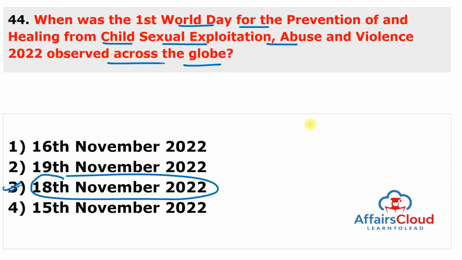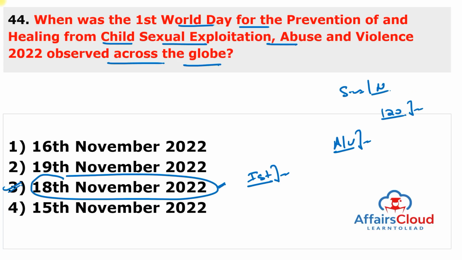So, 18th of November 2022 marked the observance of the first ever World Day for the Prevention of Healing from Child Sexual Exploitation, Abuse and Violence as the United Nations General Assembly adopted resolution for the same. And the resolution was sponsored by Sierra Leone, Nigeria and co-sponsored by more than 120 countries adopted by the consensus.